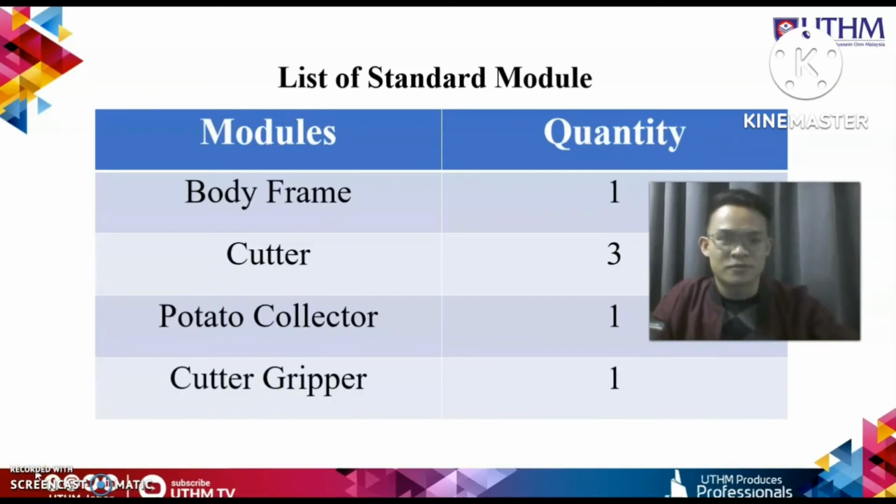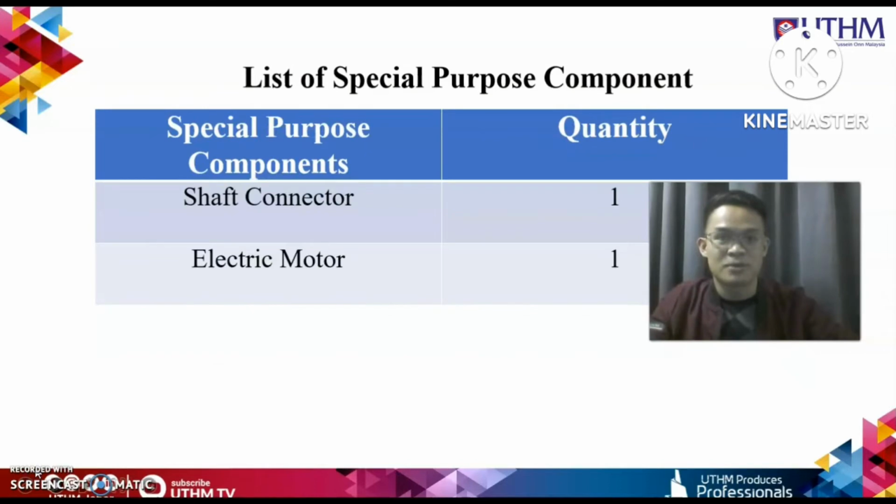The standard models for the machine: first is the body frame. Quantity is 1 cutter, which is designed for 3 designations blade. Next is the potato collectors, and for the cutter grippers it just installs 1 quantity. Next is the list of special purpose components. The machine also involves special purpose components such as shaft connectors and electrical motors.